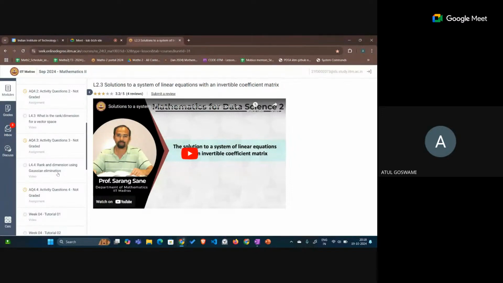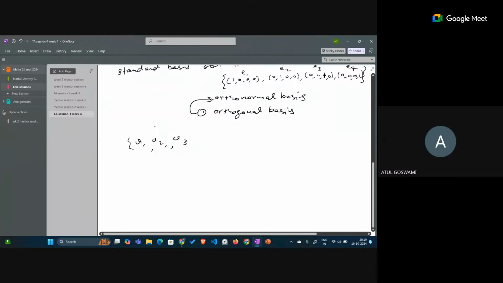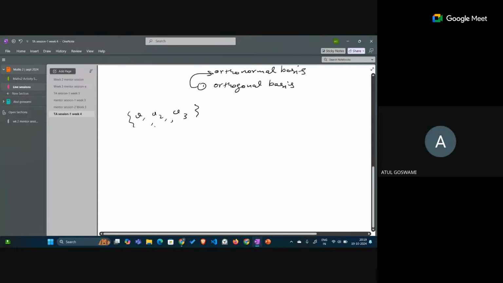And then our rank and dimension. Suppose we have v1, v2, and v3. These are the three vectors we have, and the span of these forms a vector space V, and we want to know what is the dimension of V. So how do we know? This set may not be independent.